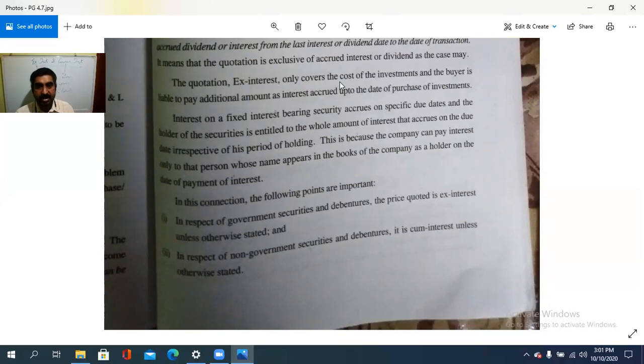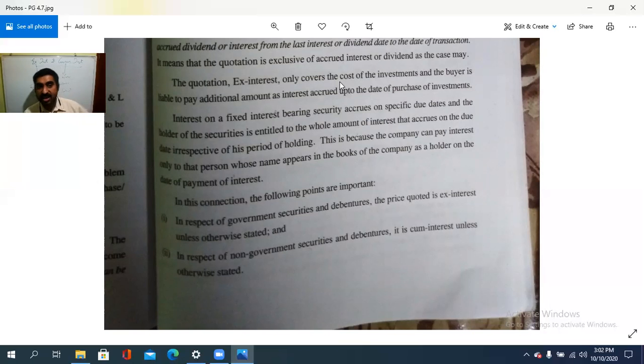Then interest on a fixed interest bearing security accrues on a specified due date, and the holder of the securities is entitled to the whole amount of interest that accrues on the due date, irrespective of his period of holding. This is because the company can pay the interest only to the person whose name appears in the books of the company as a holder on the date of the payment of the interest. Therefore, the following points are important. In respect of government securities and debentures, the price quoted is ex-interest unless otherwise stated. That means it is without the interest in case of government securities or debentures.